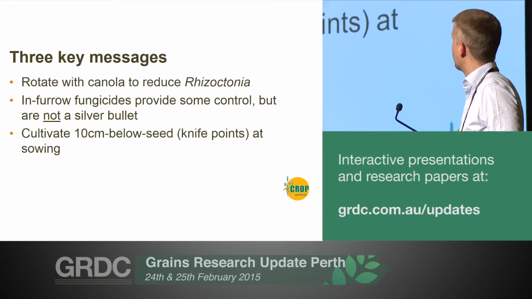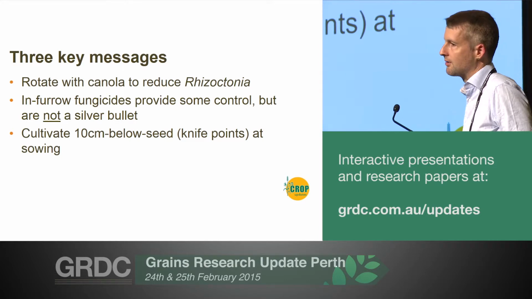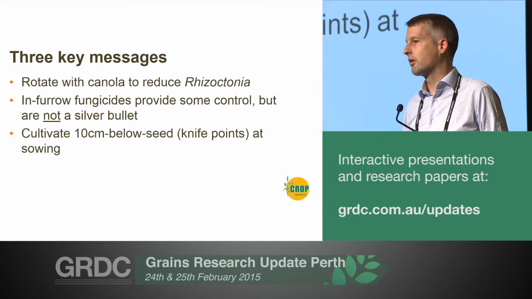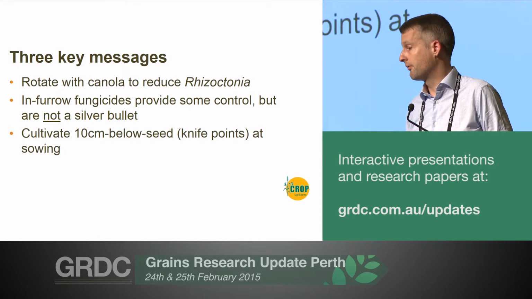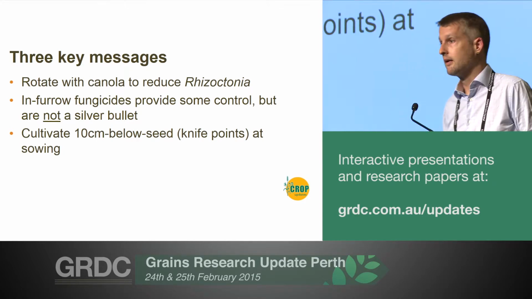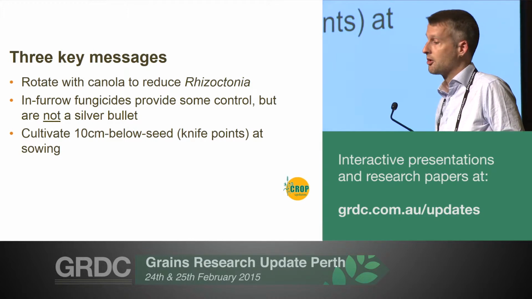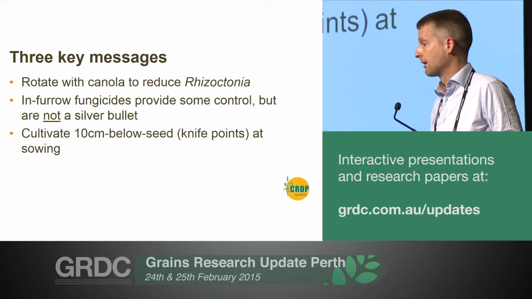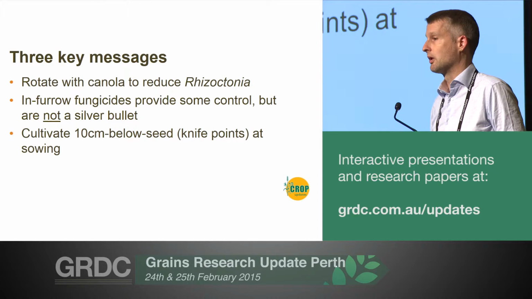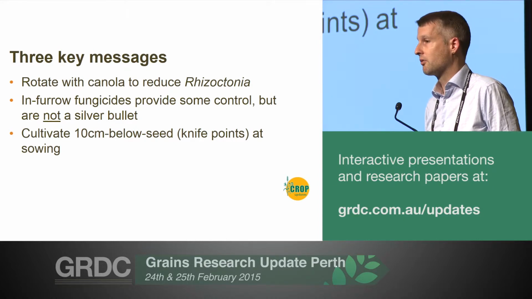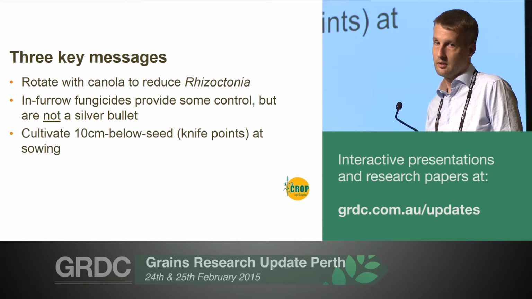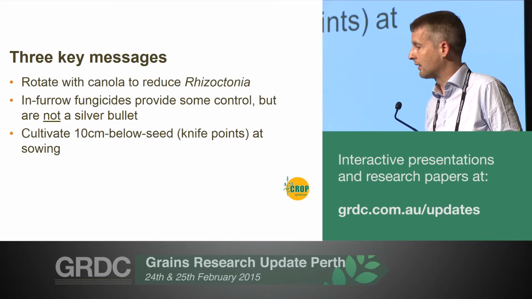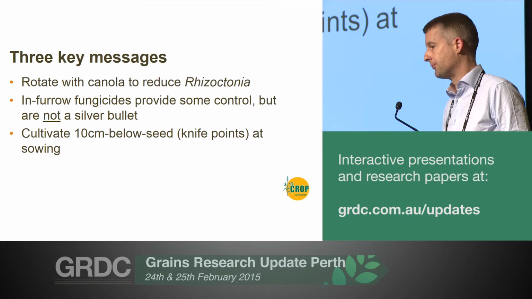My final slide, the 3 key messages. Yes, you can rotate with canola to reduce Rhizoctonia inoculum and also disease levels. And then we now have in our toolbox the new in-furrow fungicides, and they do offer really good control. But you'd have to remember it's not the silver bullet, so you need to include that as an integrated management package as part of that, and not solely on its own.